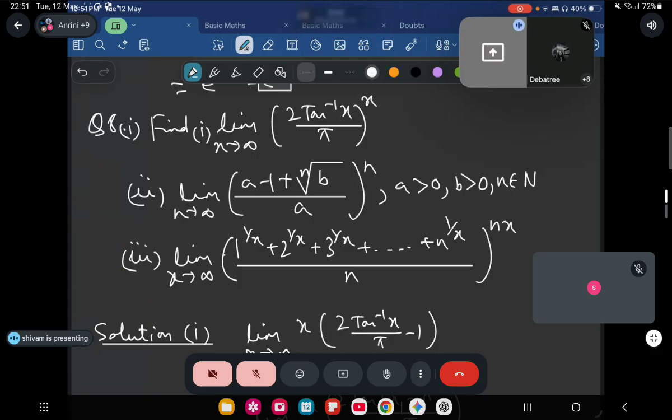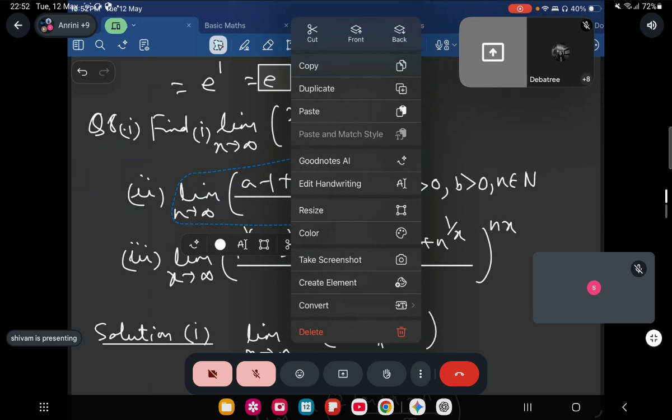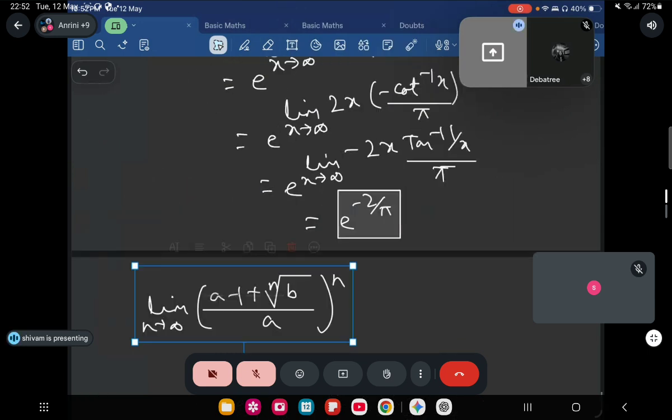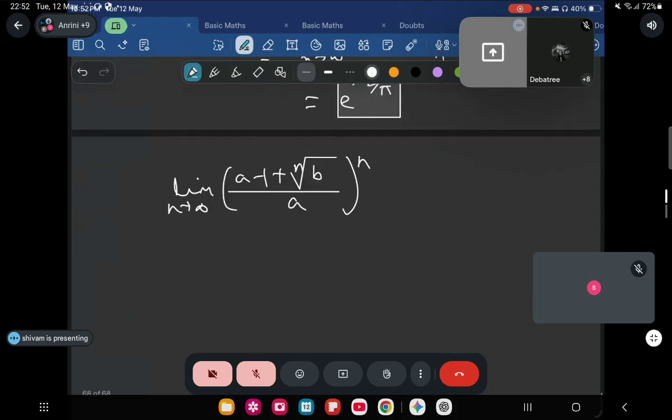Yes, any right answer? Okay, everyone, let us start. The same way you have to do it. e to the power limit n tends to infinity. Same way you have to do it. Again, we have got the 1 to the power infinity form only.